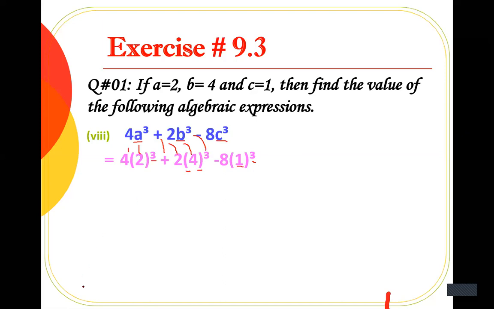Now what you will do here, I just want to erase this because it looks very messy here. Now look at here. Here what you have, 4, 2 and 3. So what you will do, instead of multiplying 4 with 2, you have to open this exponent.